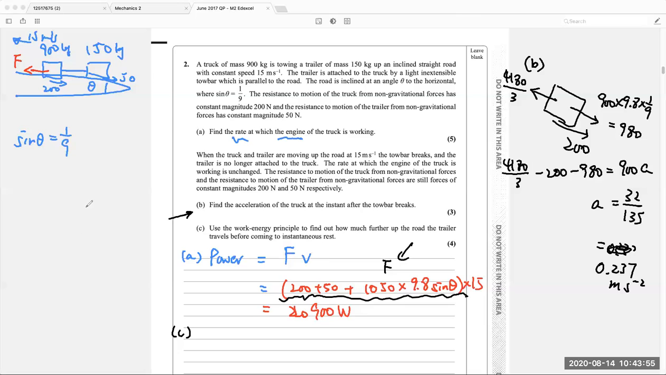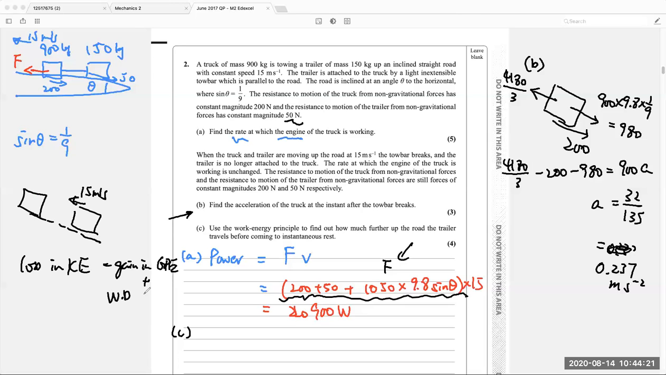If you consider the energy, initially the trailer has the speed 15 meters per second. It will go up. So that means it will lose in KE, lost in kinetic energy, and then gain in gravitational potential energy. And also, don't forget there is a friction here. So there is also work done against friction.